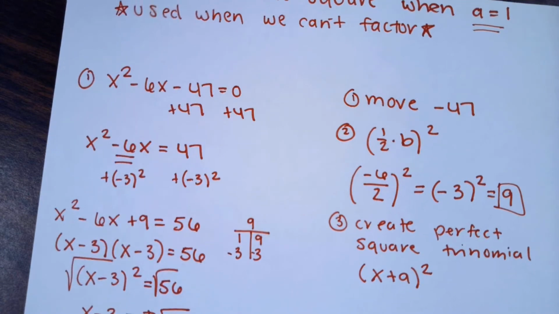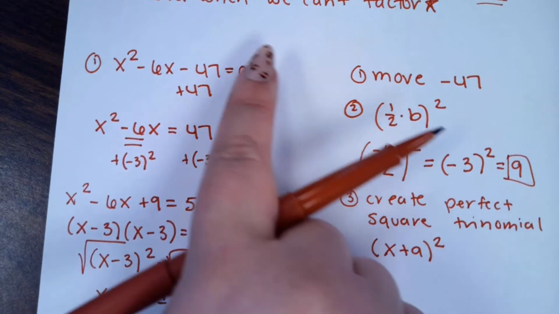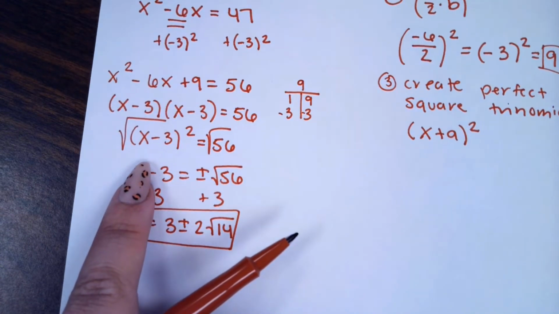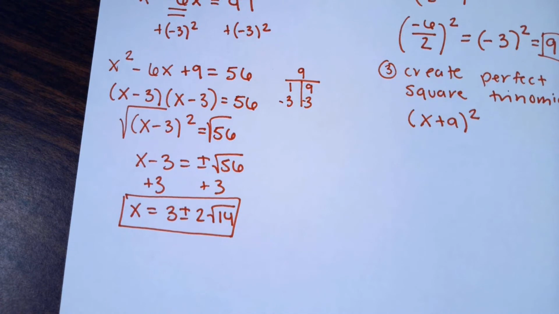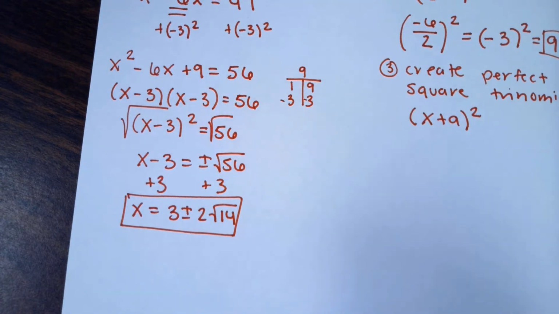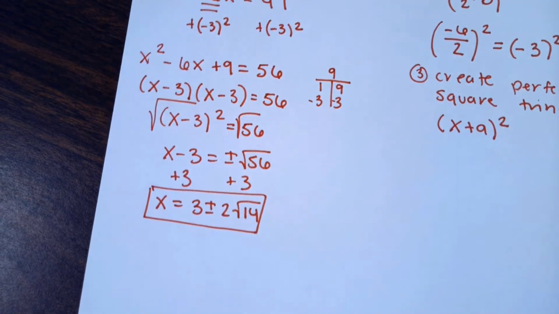So we use this method when we cannot factor or it's hard to factor, and it makes something that we can factor, and it makes it a perfect square so we can solve by taking square roots. All right, let's look at another example here.